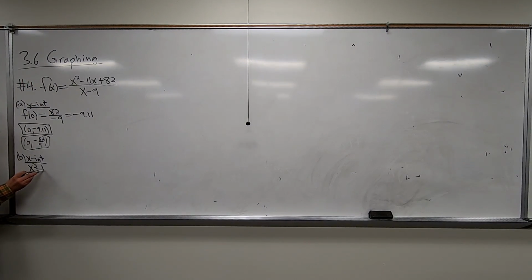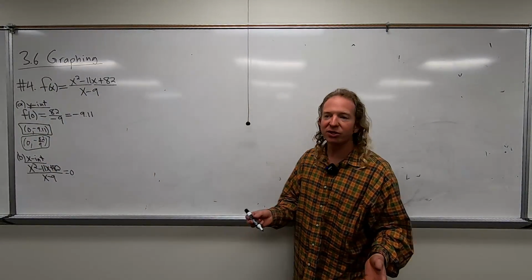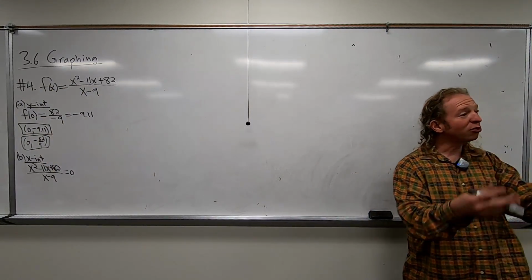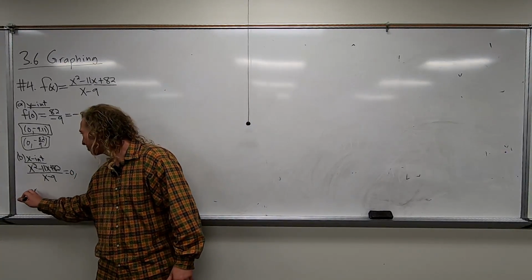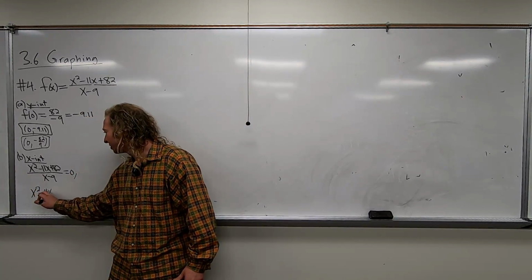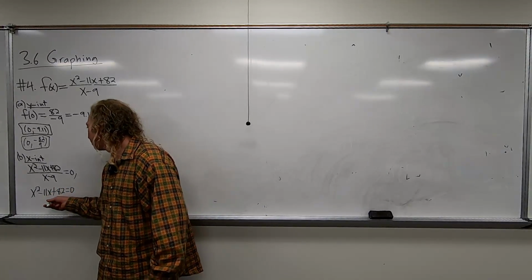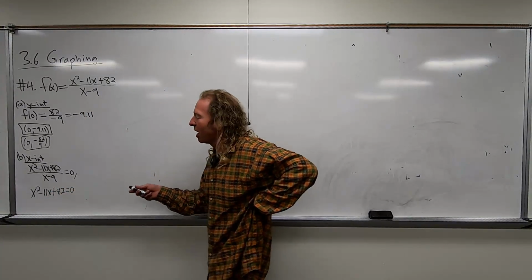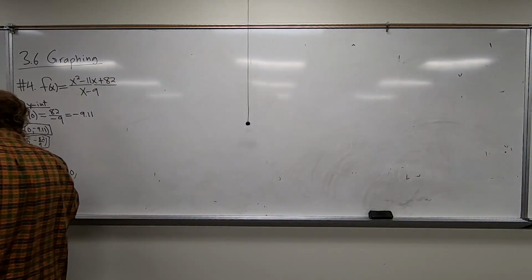So x squared minus 11x plus 82 over x minus 9. And then we set the top equal to 0. Very good. Yes, whenever you have a fraction equal to 0, you can automatically set the numerator equal to 0. So now we set the top equal to 0. x squared minus 11x plus 82 equal to 0. And this has no real solutions. I know that because the homework is not asking you to find it. It's a pretty cheap way to do it.